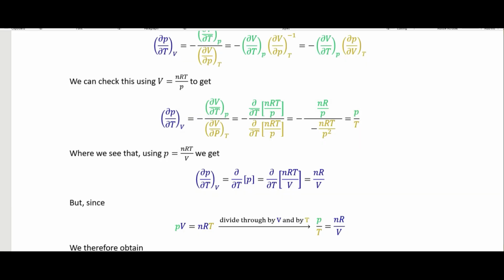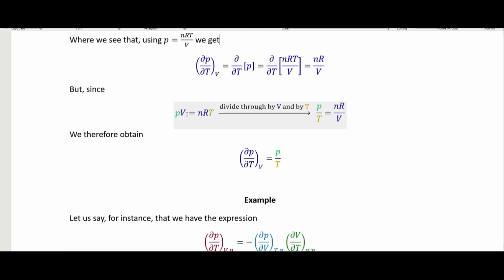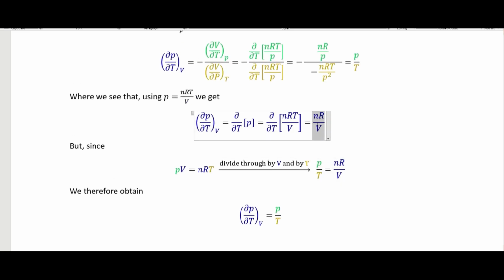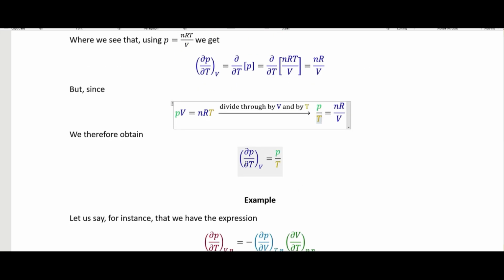But we can see that using that pressure is equal to nRT over V, if we take the partial of P with respect to temperature, so then substituting this in for the pressure, we end up with nR over V. But we can see that if we take our PV equals nRT, divide through by V and by T, we end up with this right here, which means that having this come out be equal to nR over V is the same as having it come out being equal to P over T. And so we can see that the partial of pressure with respect to temperature at constant volume is P over T.